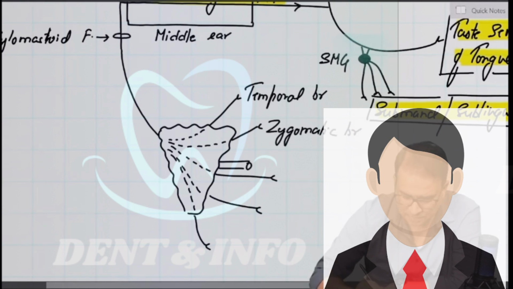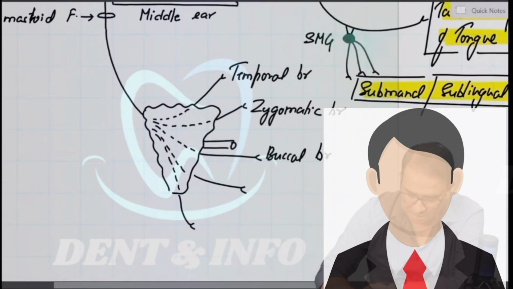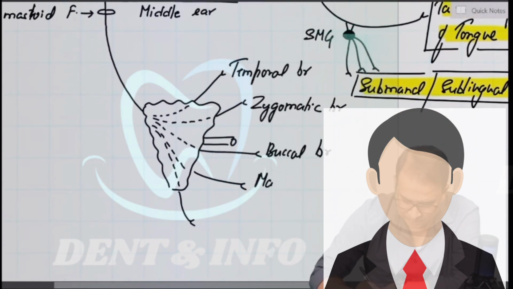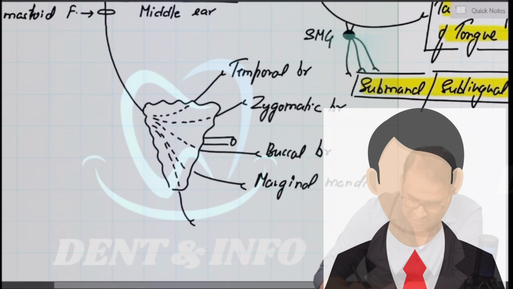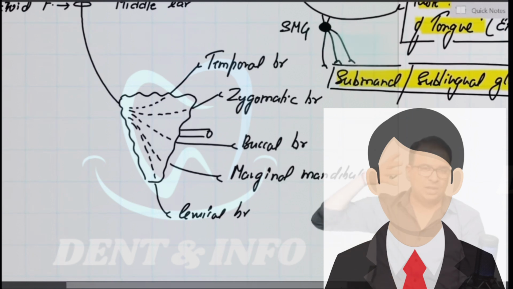A zygomatic branch. Buccal branch. We have a marginal mandibular branch. And finally, we have a cervical branch. 5 branches. Facial nerve goes inside the parotid gland, and as the facial nerve goes inside the parotid gland, it comes out as 5 branches. We all know about those 5 branches.